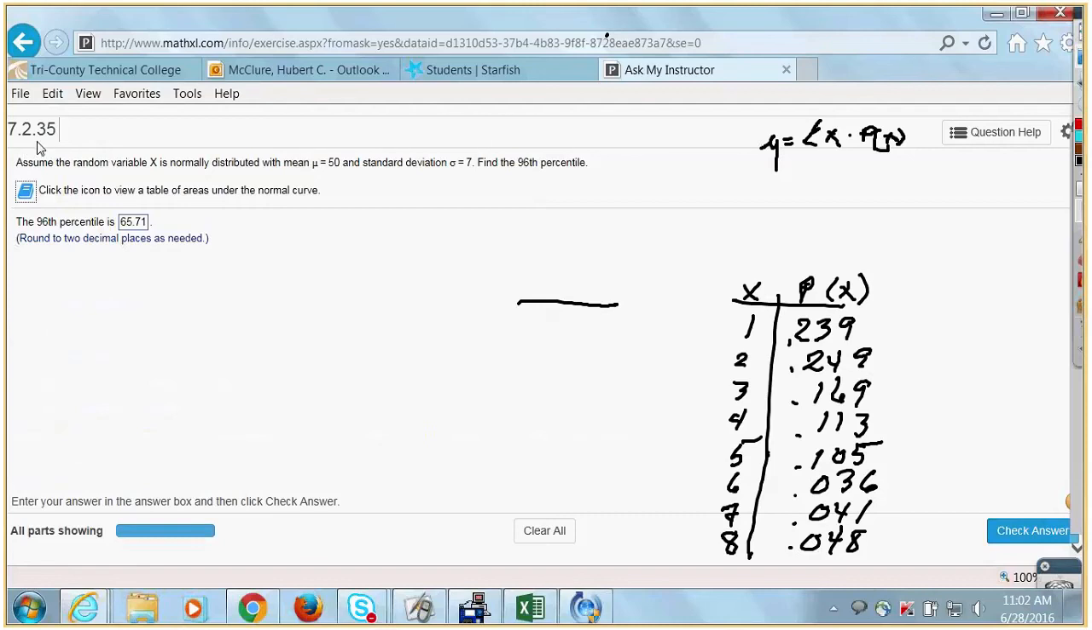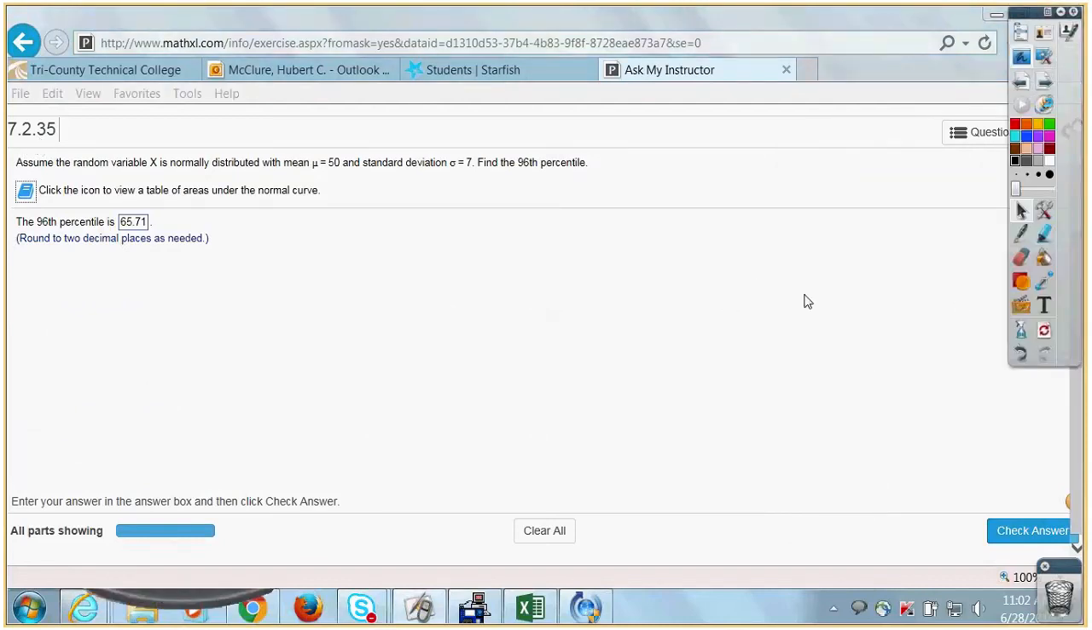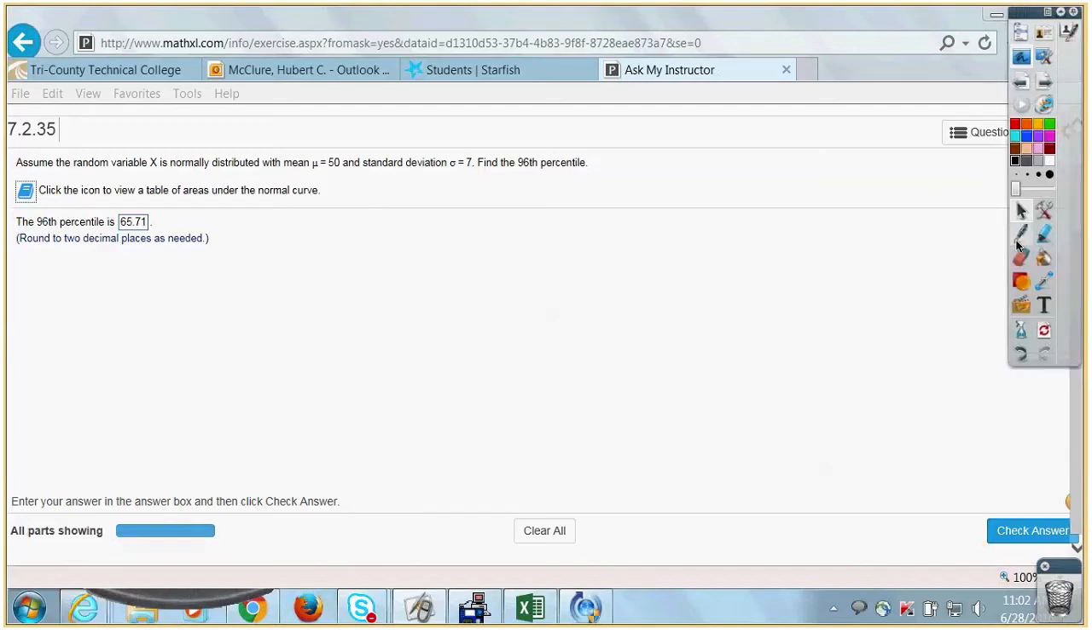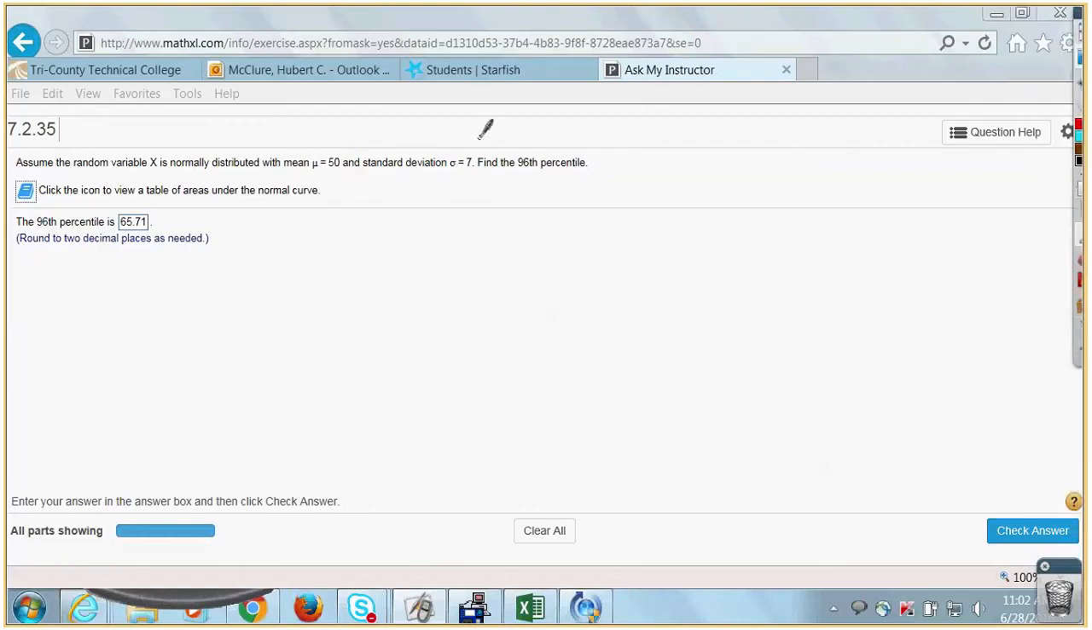This is 7.2, number 35. In 7.2, we talk about area under a curve, and whenever you're doing these, the first thing you're going to look at is the mean and the standard deviation. That's always. So draw yourself a picture, and on these you're always going to draw a picture.